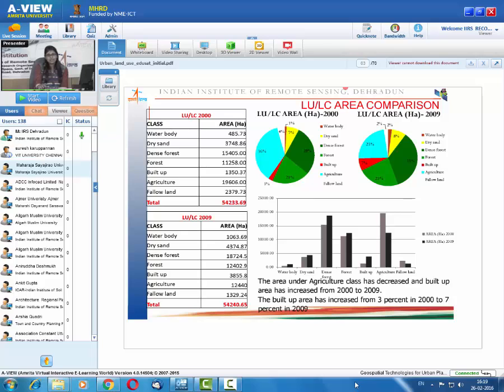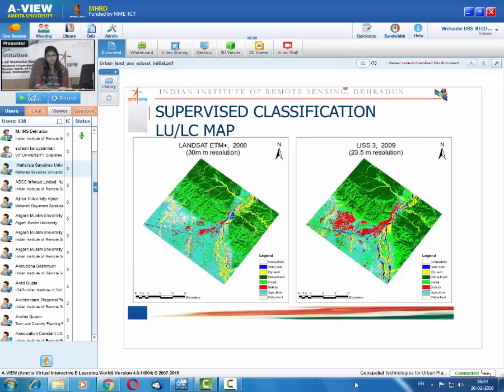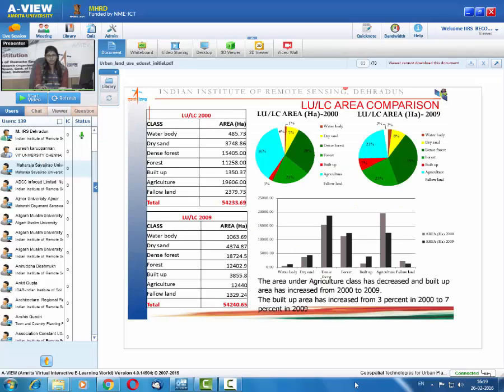So this kind of LULC area comparison can be made. Probably here you can see the classes defined for 2000 and 2009: water body, dry sand, dense forest, then forest, built up, agriculture and fallow land, and a total area. So on these 7 categories, we have divided the total area. This is the Haridwar region, and all planners understand this kind of analysis of how the LULC change has occurred.